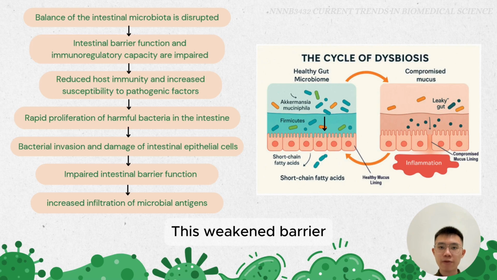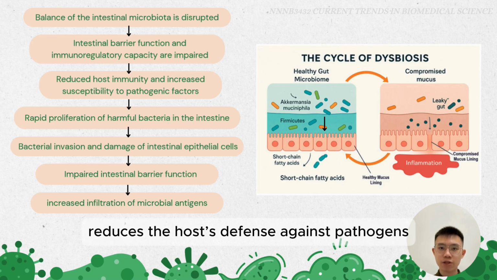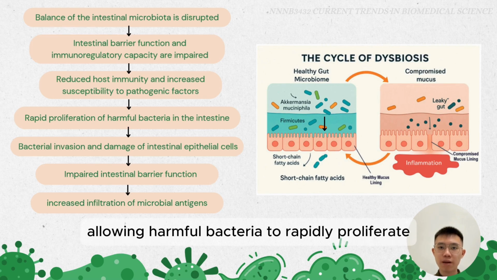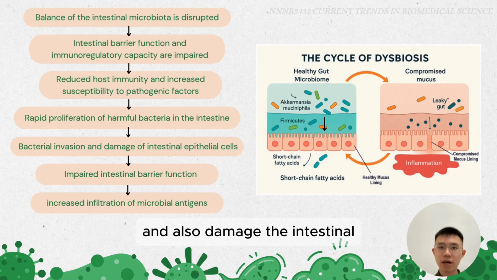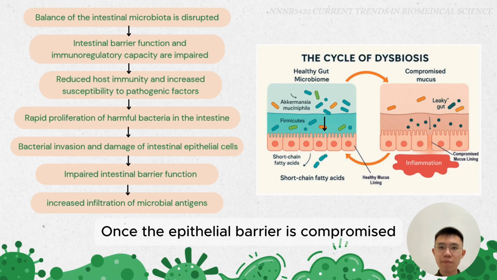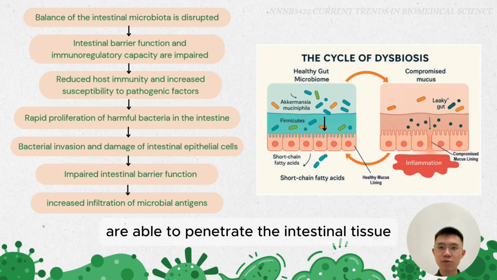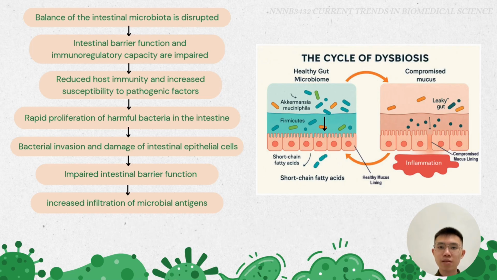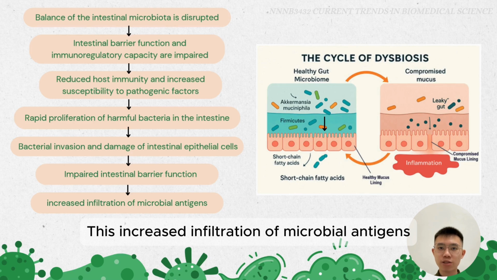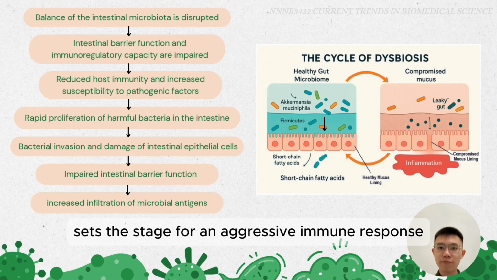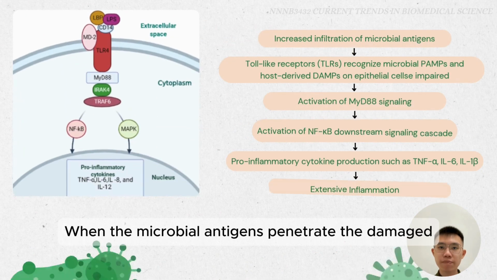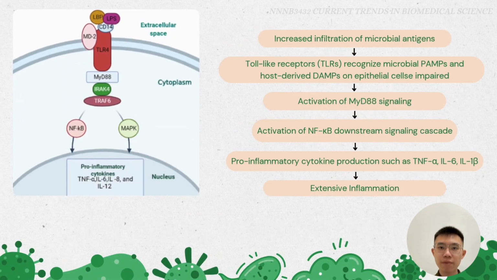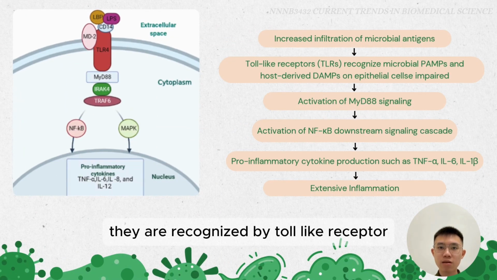This weakened barrier reduces the host defense against pathogens, allowing harmful bacteria to rapidly proliferate in the intestine. These bacteria can then invade and also damage the intestinal epithelial cells. Once the epithelial barrier is compromised, microbial antigens and bacterial products are able to penetrate the intestinal tissue. This increased infiltration of microbial antigens sets the stage for an aggressive immune response, which will be explained in the next slide.